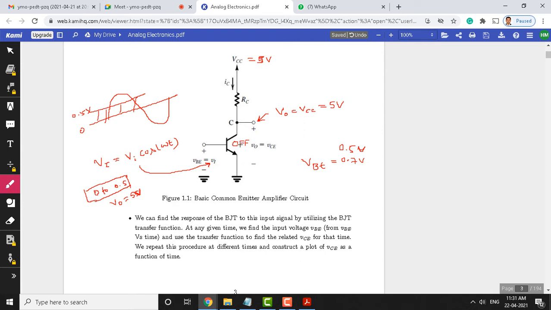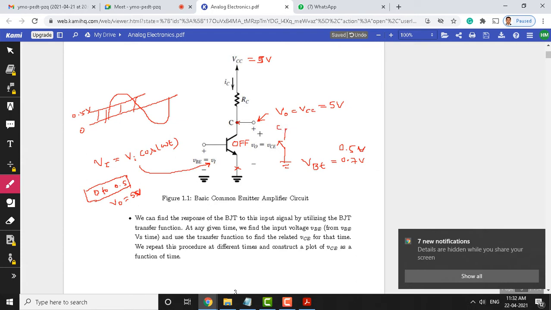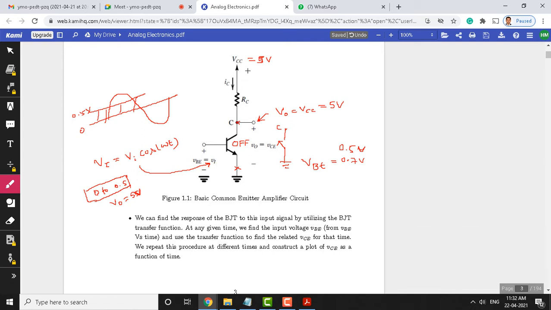Since between 0 and 0.5 the transistor remains off, the path between this point and ground remains an open circuit, an open switch, from here to here. Here we have ground, and this point is nothing but the collector. Now what happens? If you apply KVL here, minus 5 plus IC times RC, this current will not flow because the loop is not closed.